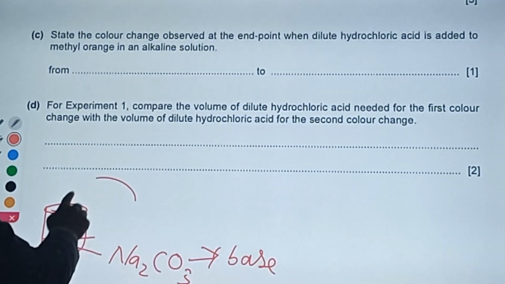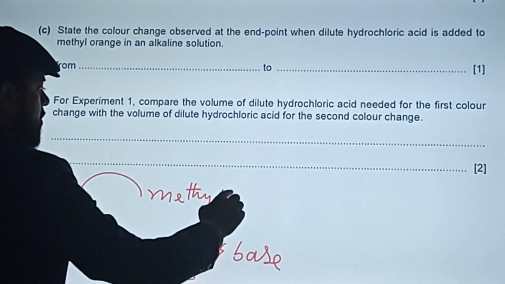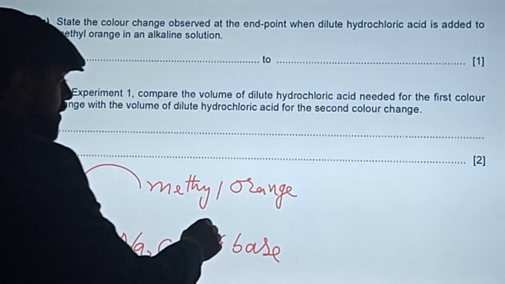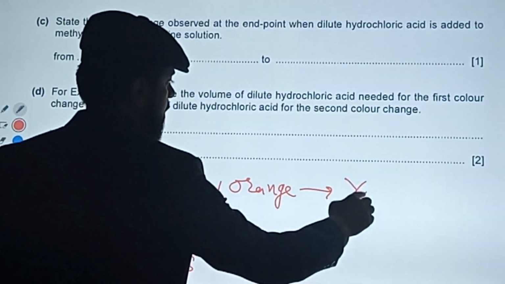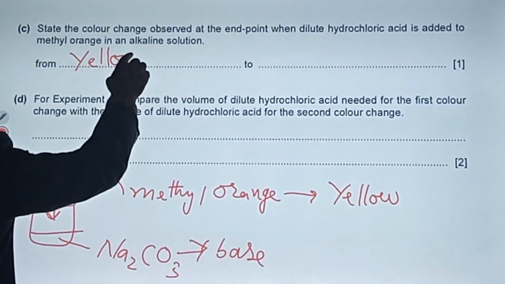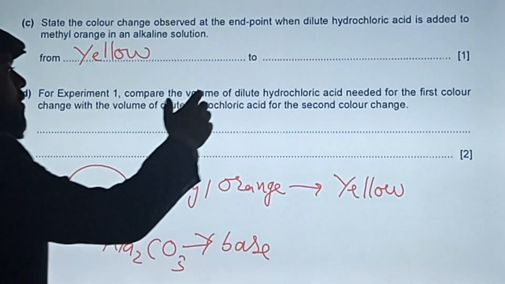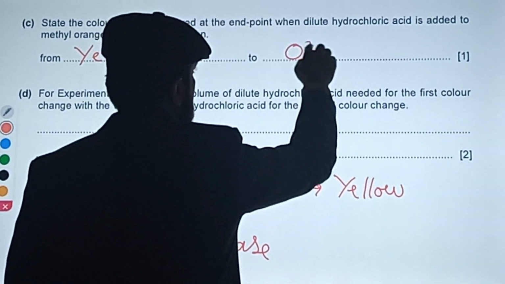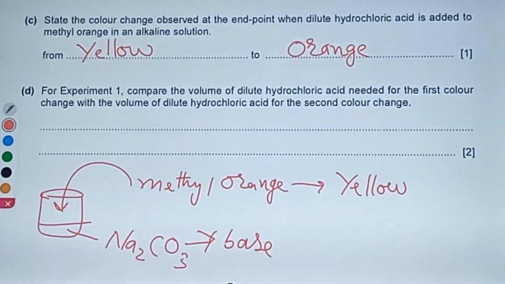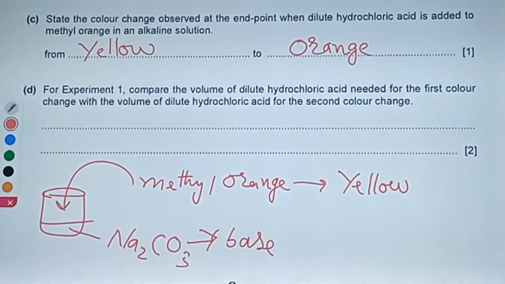So when we add methyl orange, which is an indicator, into a base, the color is always yellow. So the initial color must be yellow. When the neutralization takes place, the color will appear as an acidic color, so this will be orange or red. You may write orange, or even red, but please write only one color, not two. Yellow for alkali always, but for acid it could be orange or red.